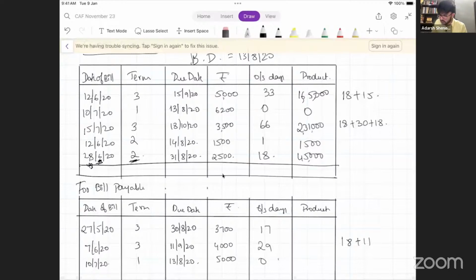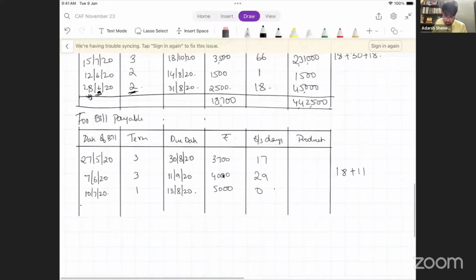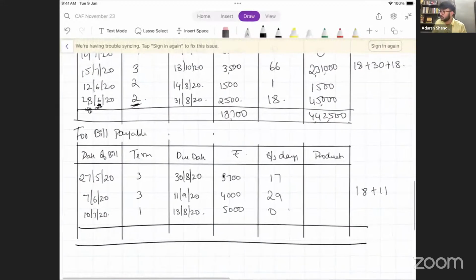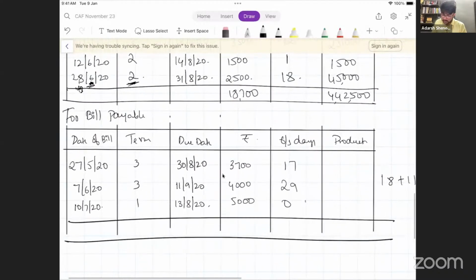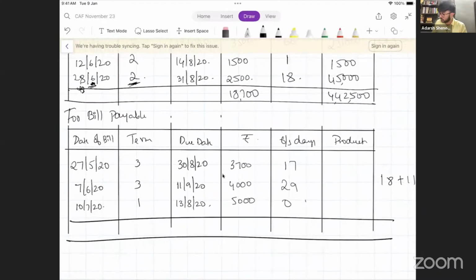Total of the products: 4,42,500 is the total. Guys, be comfortable with using shortcuts like the GT button on your calculator so that you save time. Okay. 18,700 is the total amount of the first table. So for this one, 3,700 into 17.